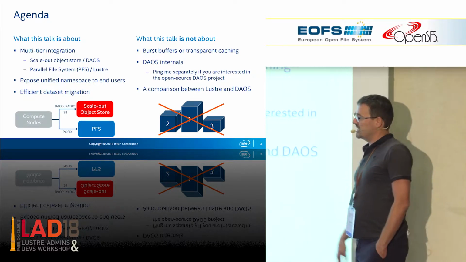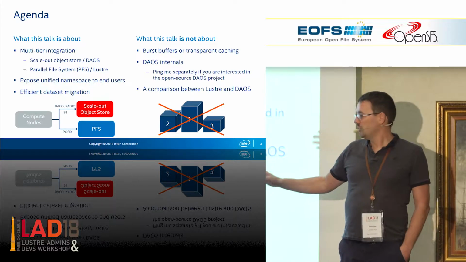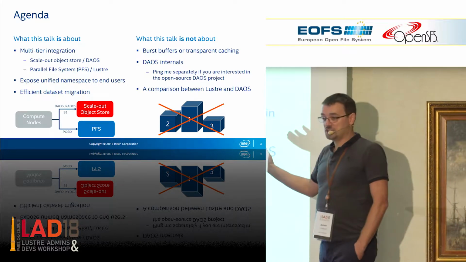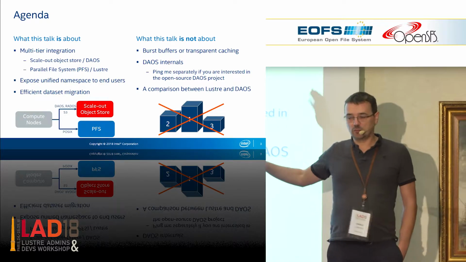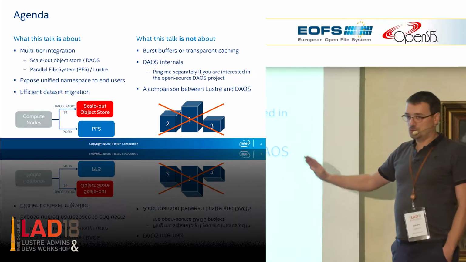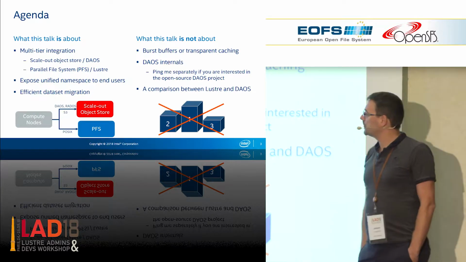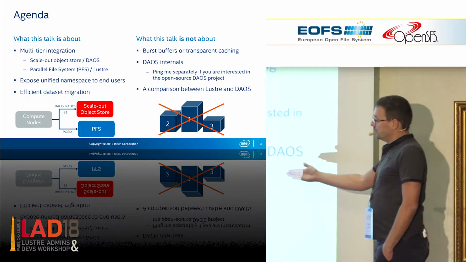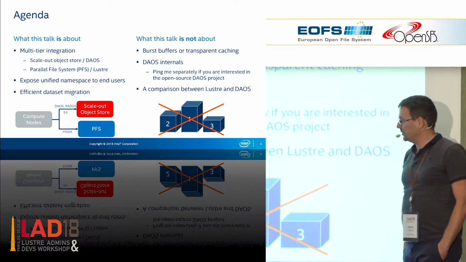So we are not making any assumption on the size or performance of the two tiers. They have different use cases for using the scale-out object store or the parallel file system. So this talk is not really about when you should use one or the other. We just assume there are two tiers and different use cases for both. The parallel file system is POSIX compliant. The scale-out object store comes with a different API.